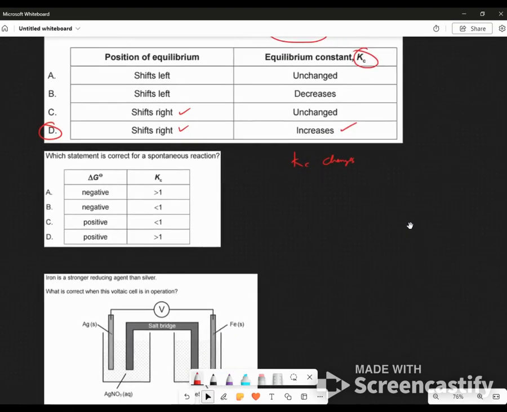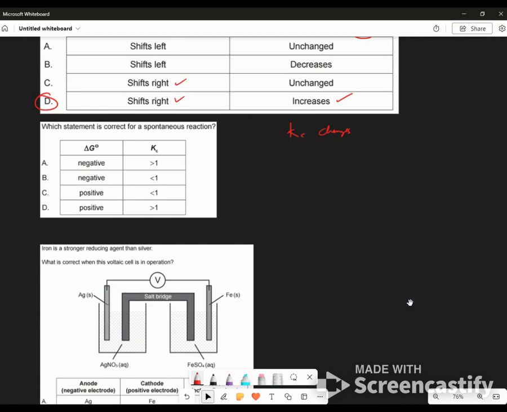Next one. Which statement is correct for a spontaneous reaction? Well, we all know that that's going to be negative. Kc, well, as I said, it's basically the concentration of products divided by the concentration of reactants. So if you want it to go forward, you want this number to be bigger than this number. This number's got to be bigger, and this is smaller.